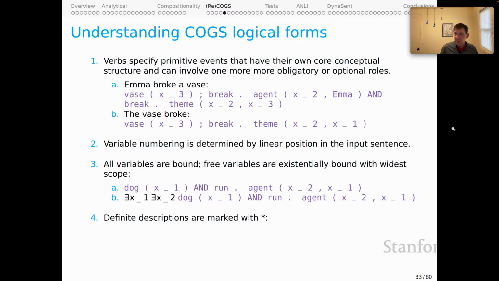Definite descriptions are also bound. They're bound more locally by that star operator. For example, the sailor ran translates as star sailor x1 because sailor is in the first position, and that's a complete definite description. And then that continues the sailor being the agent of the running event bound to variable 2 in second position there.